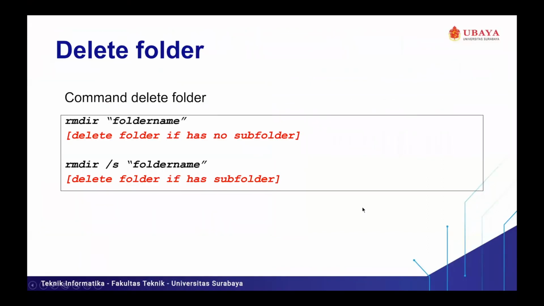So the command for deleting a folder, you can just use rmdir space the folder name. If the folder has a subdirectory inside it, you need to use rmdir /s like this. If that folder has no subfolder, you can just use rmdir like this.